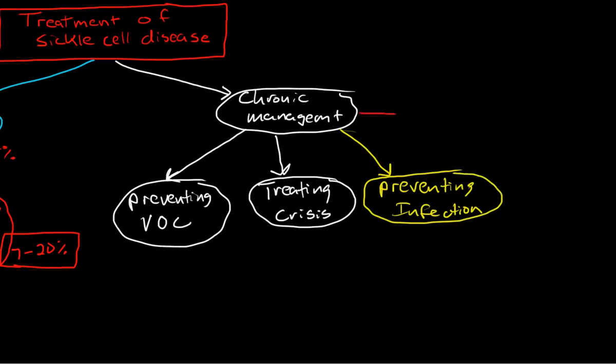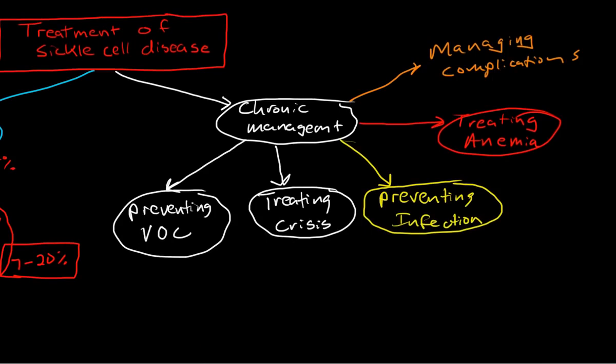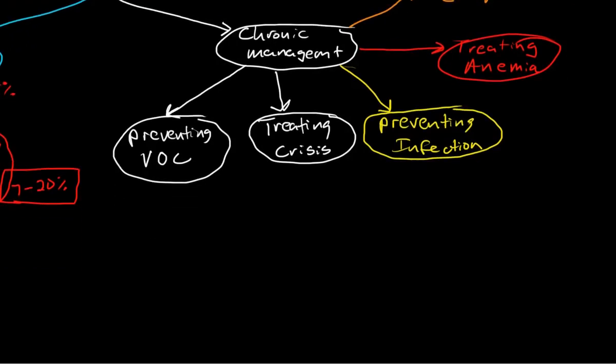Then we have treating anemia, because remember, the sickled red blood cells are much more likely to break down, and this can cause chronic anemia. And then we have managing chronic complications. These complications can include stroke, pulmonary hypertension, and others, and I'm going to talk about those in a separate video. So I want to talk first about preventing vaso-occlusive crises.